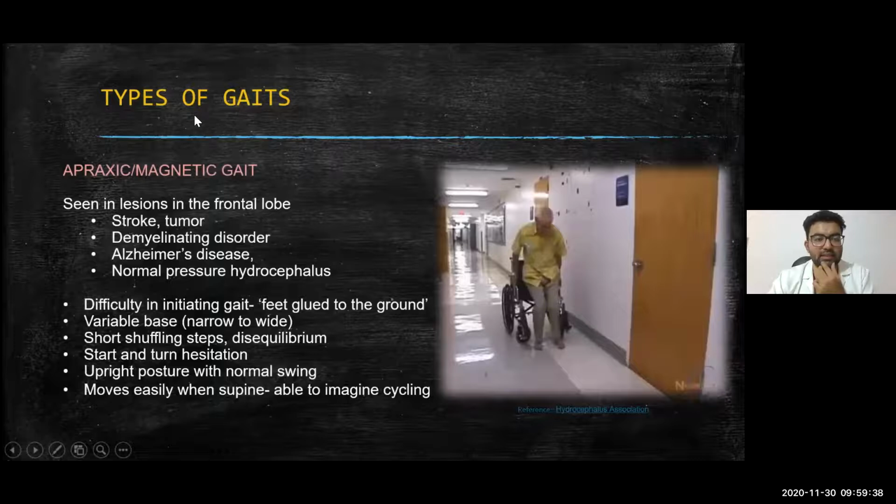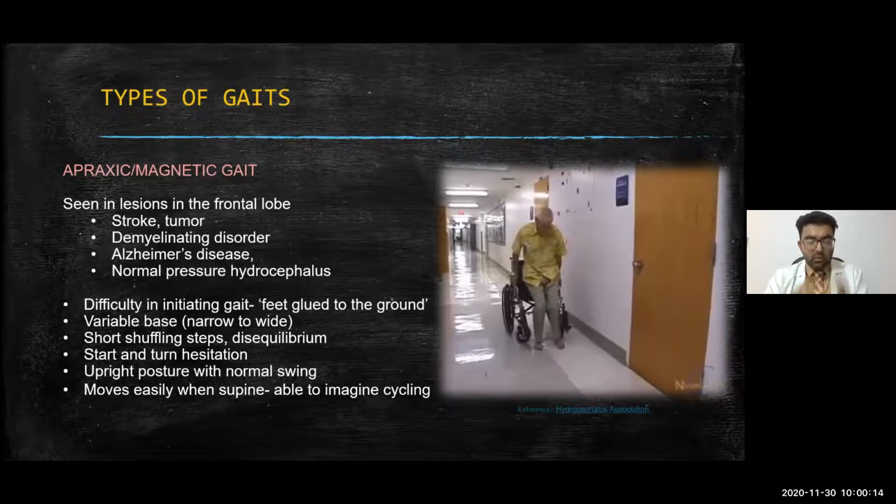So the next is apraxic or magnetic gait, which is usually seen in lesions in the frontal lobe. It could be due to stroke, tumor, any demyelinating disorders, Alzheimer's disease, or normal pressure hydrocephalus. So whenever you have a lesion in the frontal lobe, that patient will have a difficulty in initiating gait. Their feet feel literally glued to the ground.